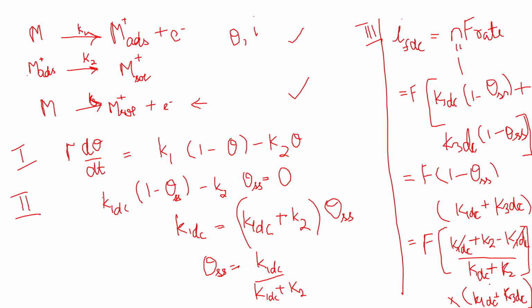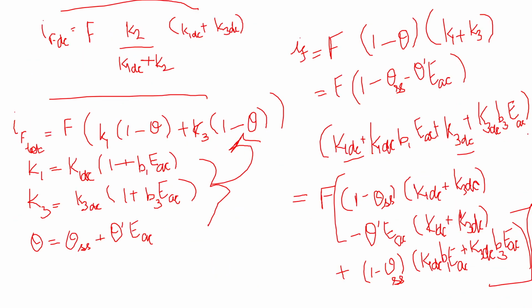Now we already saw F into K1 here. You can see this step: F into K1 DC into 1 minus theta SS plus K3 DC into 1 minus theta SS. So the same thing is written here. This term corresponds to IF DC, right? So the rest of this is what corresponds to IFAC.